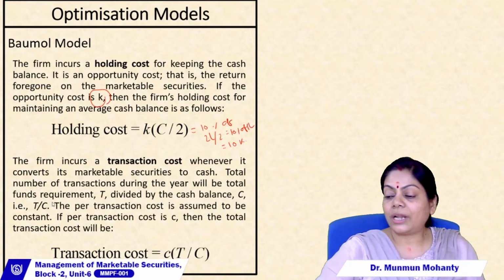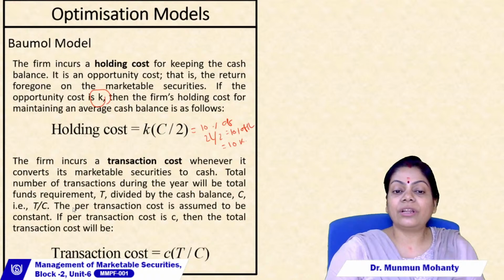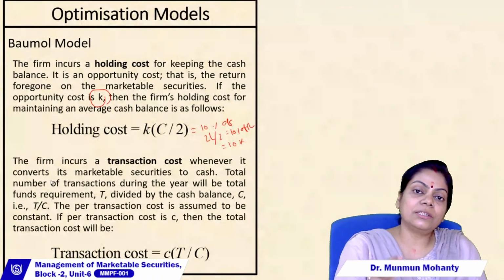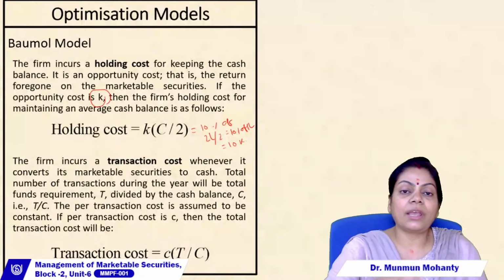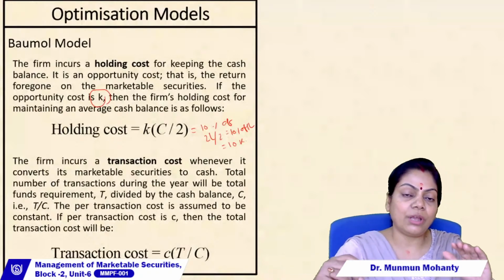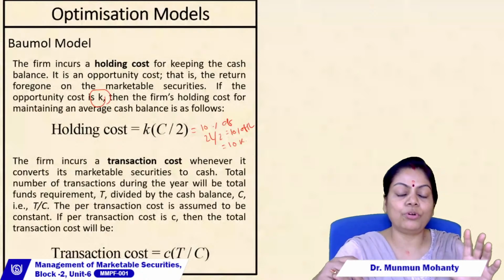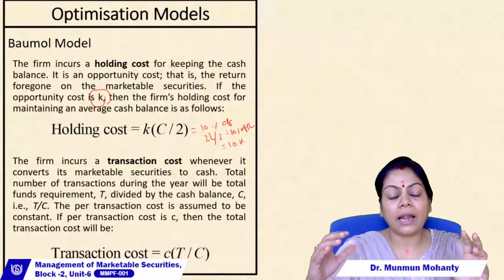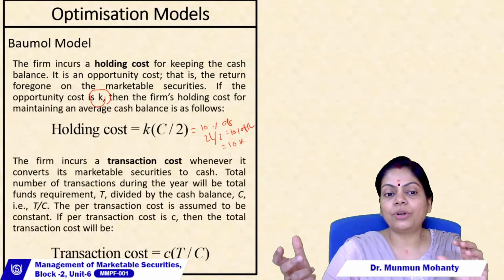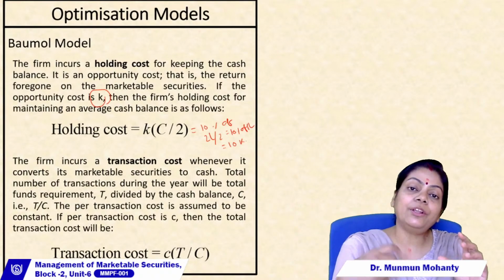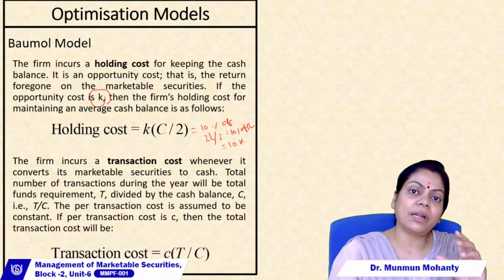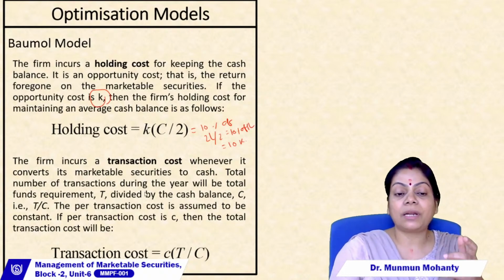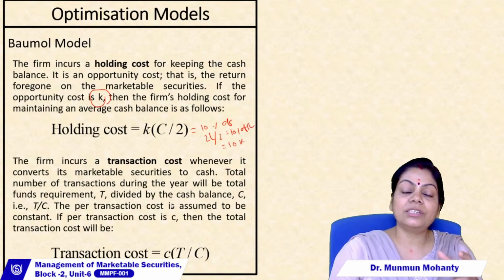Now, there is another cost as per Baumol, that is the transaction cost. Whenever the firm has a choice of holding cash or putting the cash in marketable securities, either you can have cash and forego the opportunity rate of return, or put it in marketable securities and invite the burden of transaction cost, that is converting the marketable securities frequently. So whenever the firm converts the marketable securities into cash, you undertake this transaction cost.